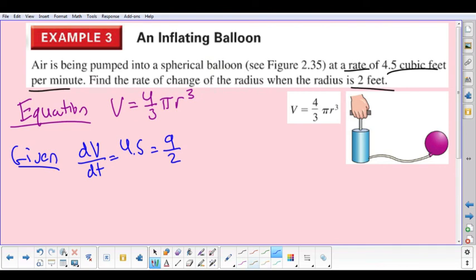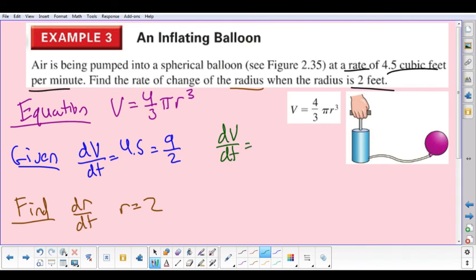Either way. And then what are you trying to find in this case? We're trying to find the rate of change of the radius. So the radius is r, so dr/dt, when r equals 2 feet. Cool. So let's differentiate and plug things in. dV/dt is going to be 4/3 pi times 3r squared dr/dt, and the 3's are going to cancel out. So you're left with 4 pi r squared dr/dt.